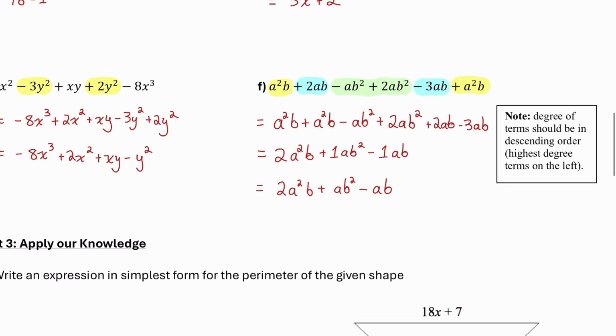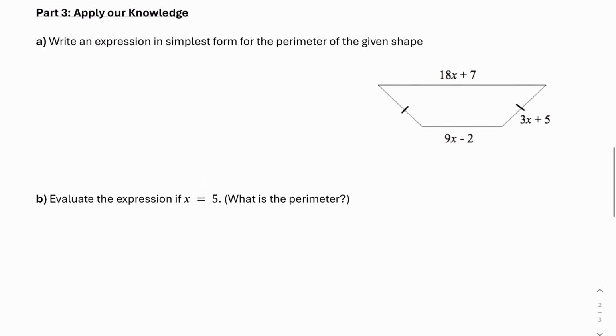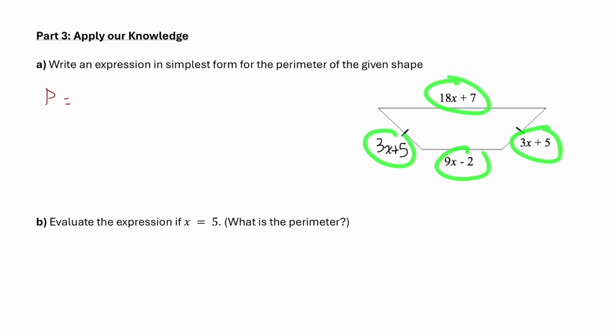And now let's do one final question where we try and apply our understanding of how to collect like terms. Part A says write an expression in simplest form for the perimeter of this shape. Well, the perimeter would just be equal to the sum of the lengths of all four sides of this shape. And these tick marks mean that both of those sides are the exact same length. They're both 3x plus 5. So to get a simplified expression, I just need to add all of these lengths together and collect like terms.